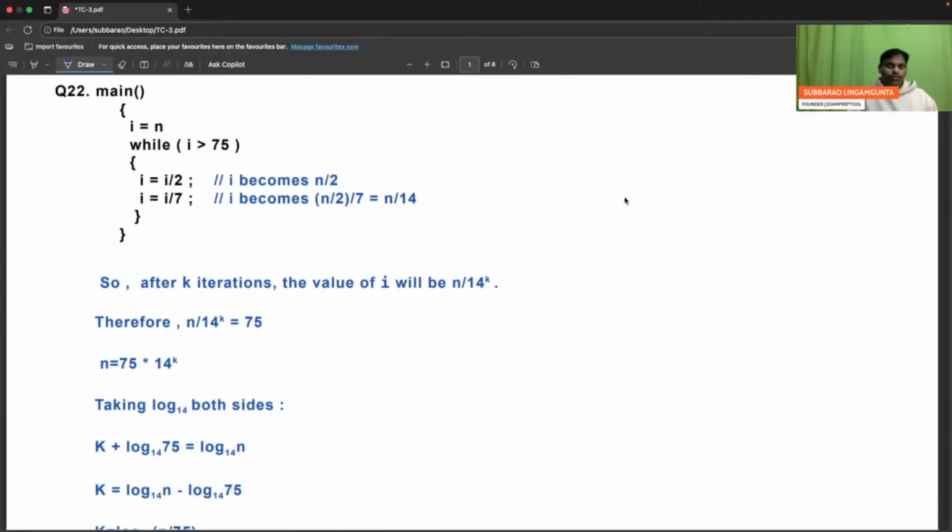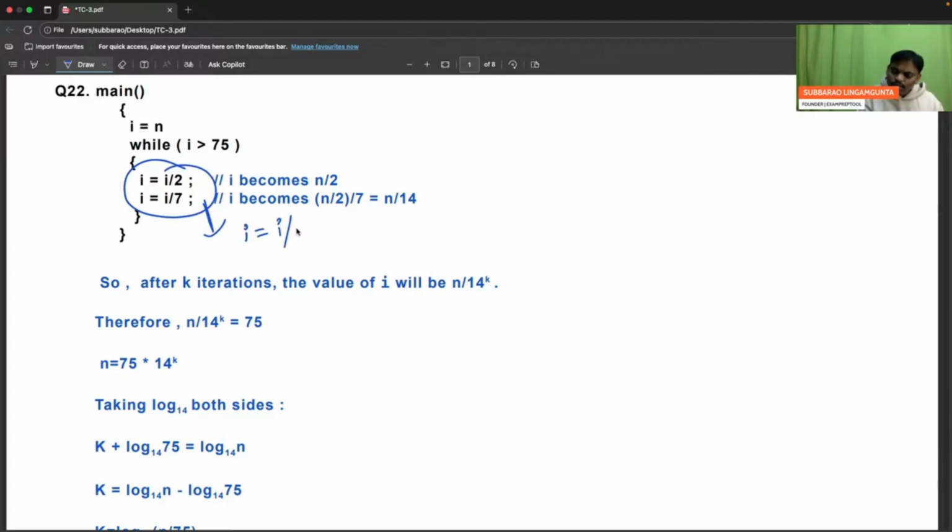Question number 22. Yeah, start now. See the problem one time. Yesterday we did it, it's the continuation of yesterday's class. So i is equal to i by 2, i is equal to i by 7. If you observe, first by 2, next by 7. Totally i by 14. So it is i is equal to i by 14.